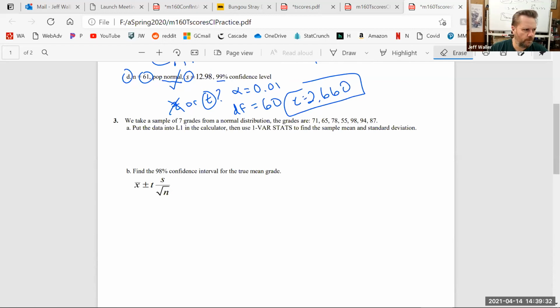Whoa. Okay. Let's see. Hopefully you guys are working on that problem. Is the sample big enough? Anybody? No. Why is that not a problem? Because it says it's normally distributed. Yeah, it comes from a normal distribution already. Good. So I don't need a sample size to save me.